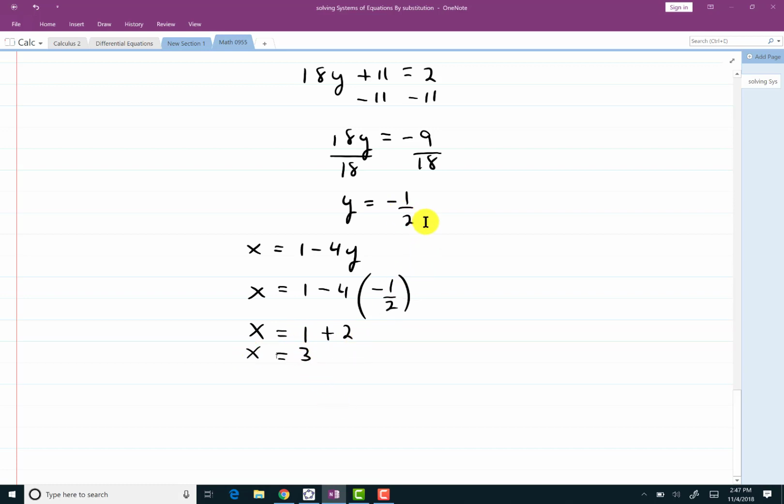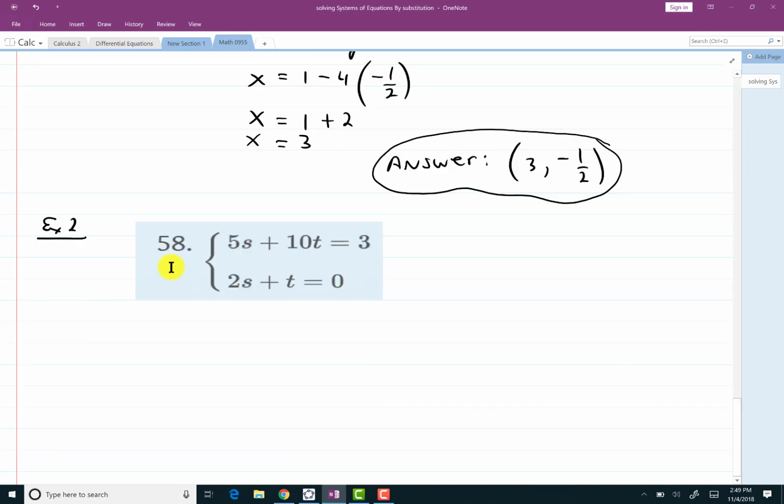So combined with the y equals negative 1/2, my answer is (3, -1/2). You always put the x first and then the y value. And you're all done.